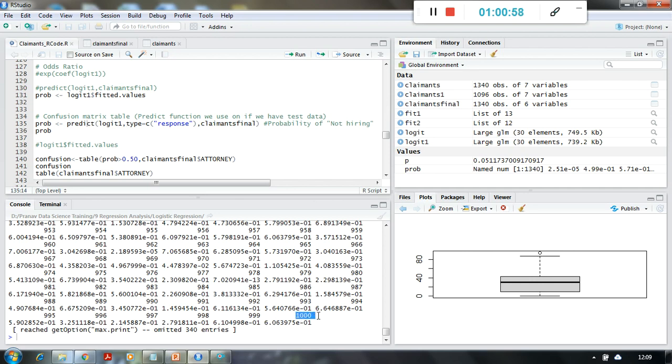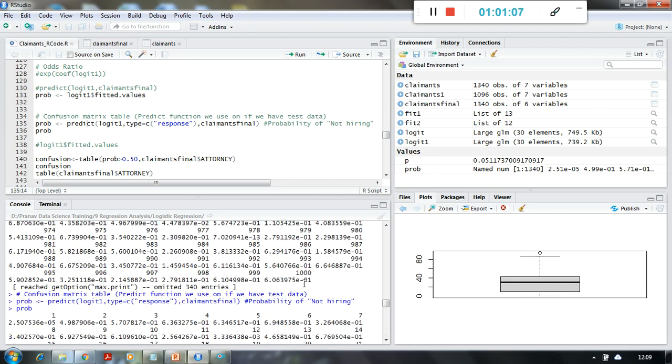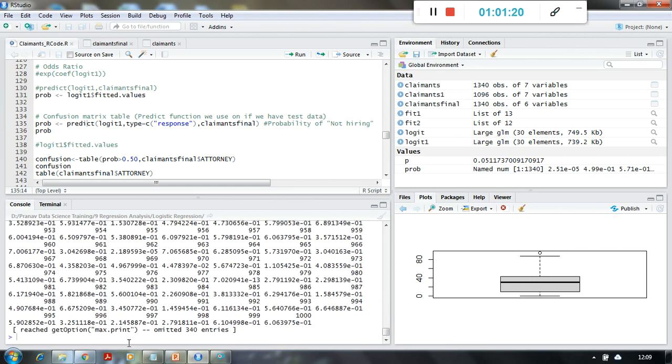If you check, the thousandth observation has this value 6.063975 e to the power minus 01, and if you check earlier for the thousandth observation, it is 6.063975 e to the power minus 01. So let me copy this value. I am getting the same probabilities whether I use the fitted values argument for the model or use the predict function; the output will be the same.